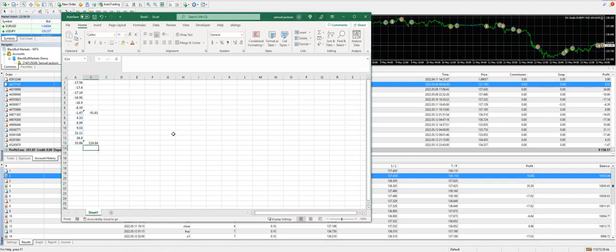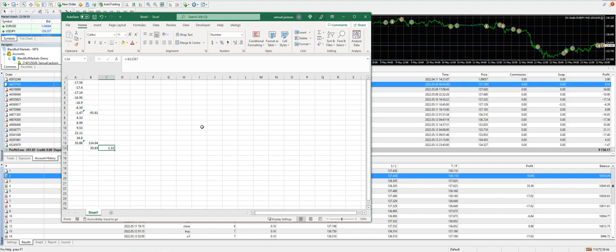I will then add those two together, and that's going to give me my net profit. The other thing I will do is divide the sum of the winning trades by the sum of the losing trades to get the profit factor. So that's the profit factor, 1.22, right?